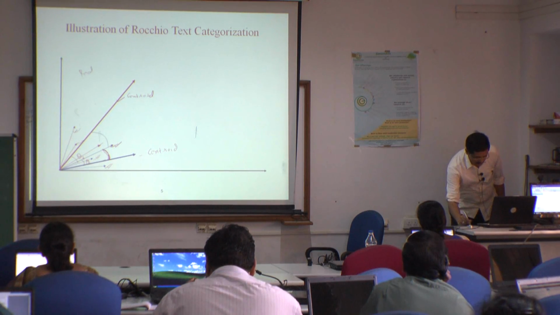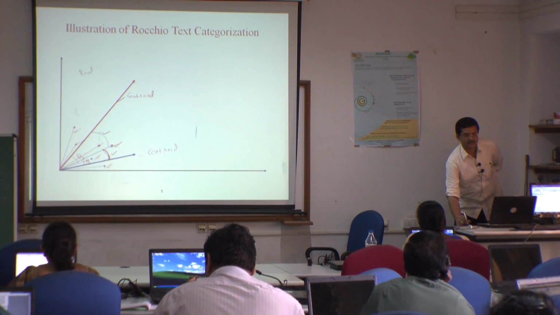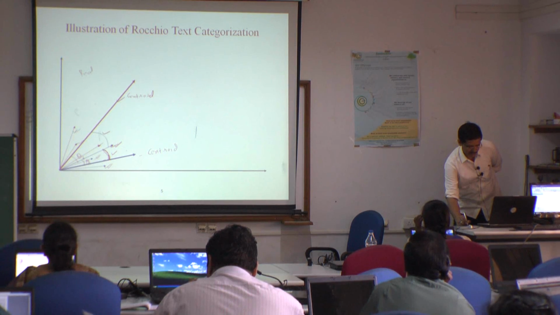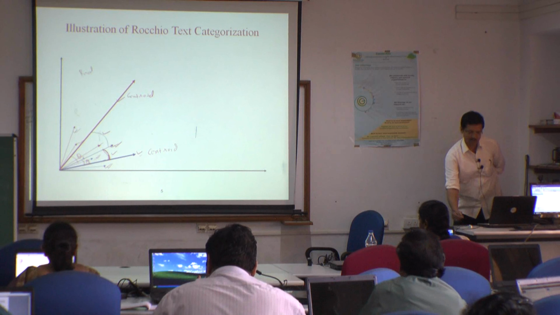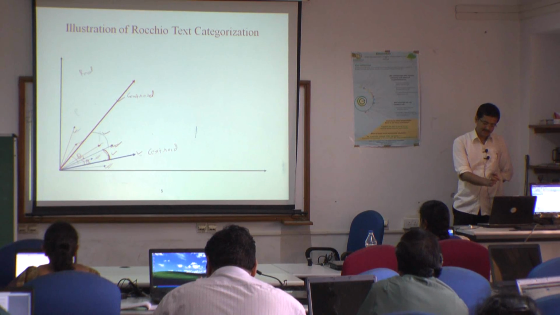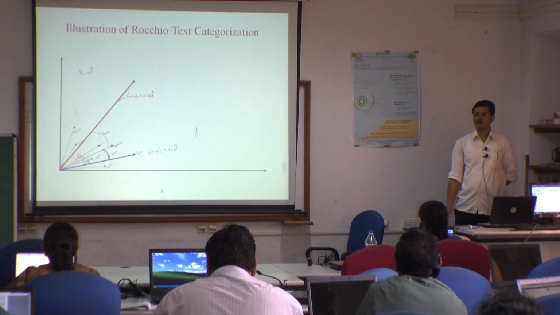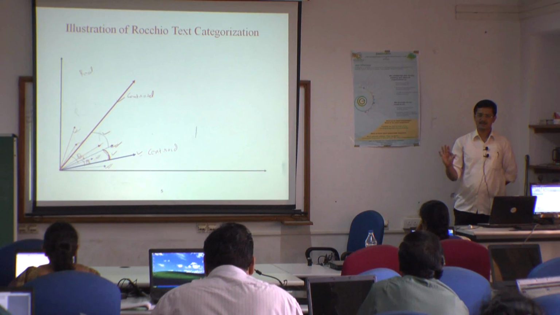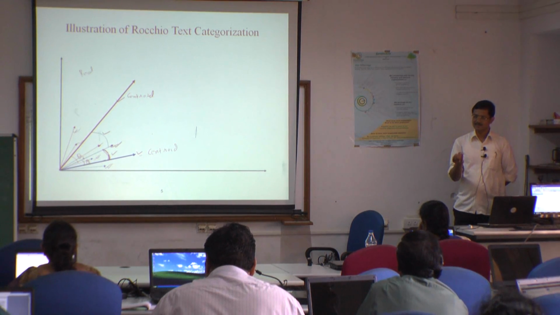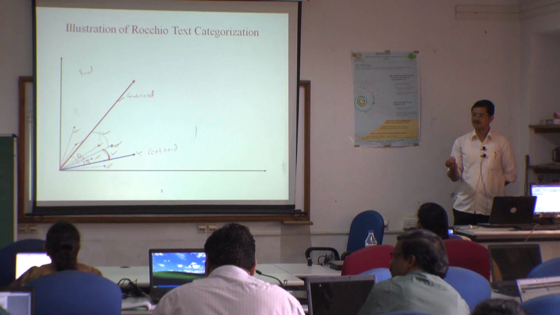So the angle here shows a small angle with the blue centroid, the centroid of the blue color documents. So we will assign that document to the blue class. This is a simple tendency. So this is very simple and very similar to clustering, k-means type of clustering algorithm.